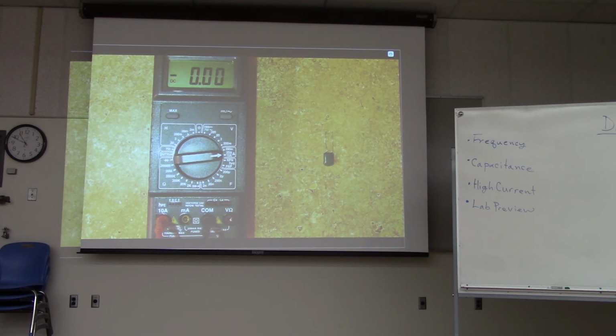Okay, so for the last part of the lab, you're going to do a few low current measurements and then a high current measurement using one of these lamp boards like we've used before. So you're going to measure the current through one of these lamps, okay? So that's all that I wanted to say about the lab. Any questions about that?